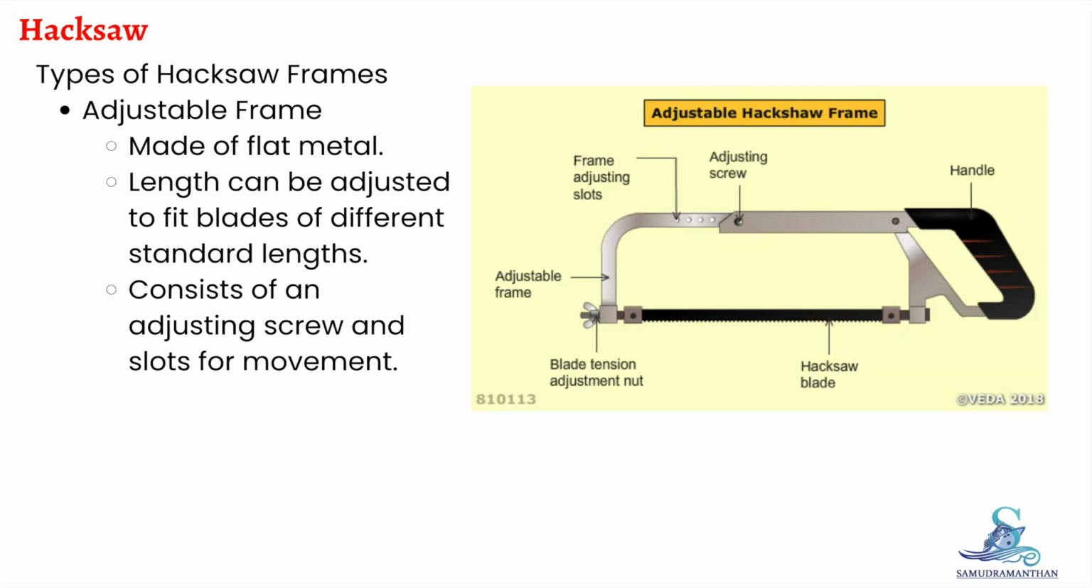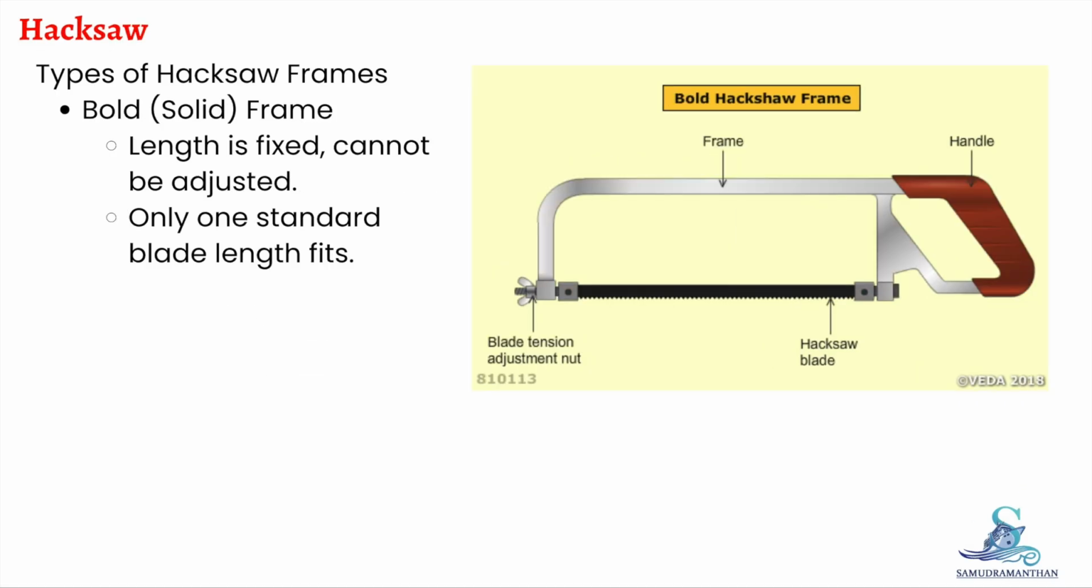There are two main types of hacksaw frames, adjustable, and bolt or solid frame. Adjustable frame allows the length of the frame to be adjusted. This is done by adjusting screw and sliding slots. Therefore, different standard blade lengths can be fitted. Bolt or solid frame, the frame length is fixed, only the standard size of blade can be fixed.